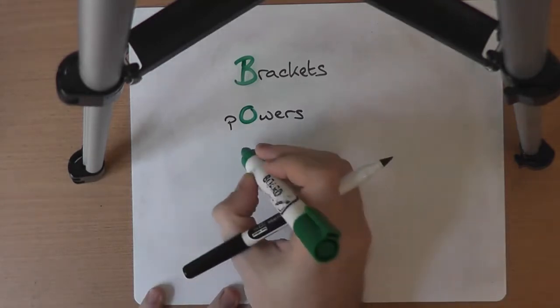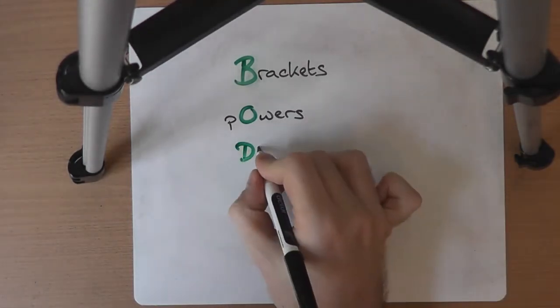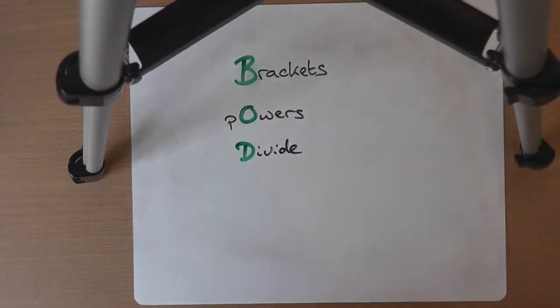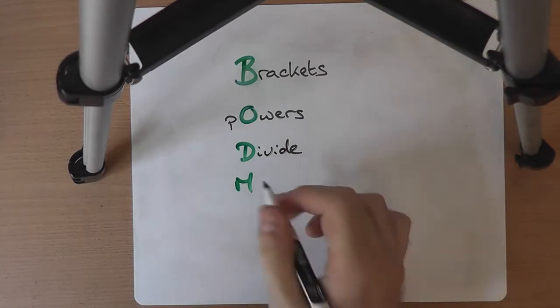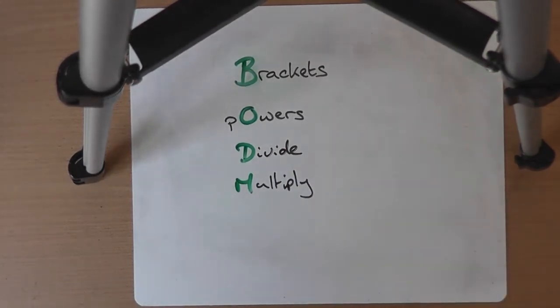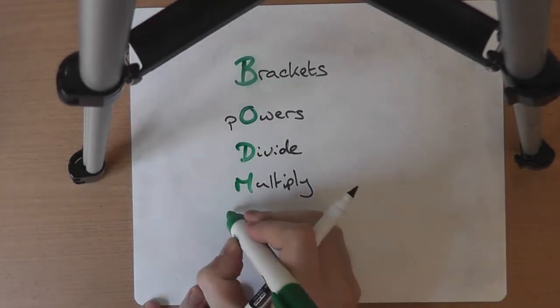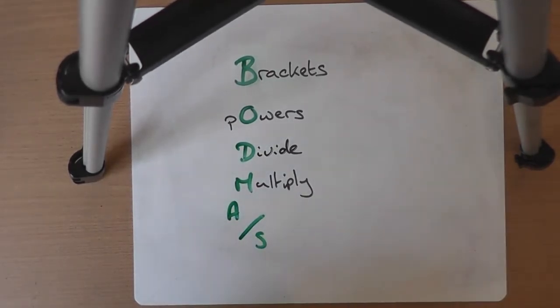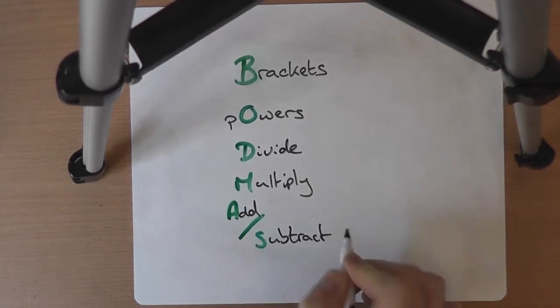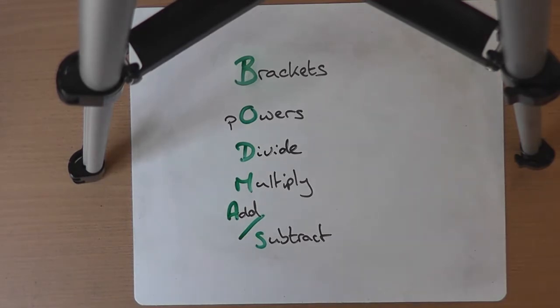Then we look through. And from what we're left with, we see if there are any divides. And then we look through from what we're left with, and we see if there's any multiply, any times, and we do that. And by the time we've done that, we should just be left with add and subtract at the end. And once we're left with add and subtract, because adding and subtracting is just moving up and down a number line, we just do those in the order that they are written. Any adds and subtracts in the order that they're written.